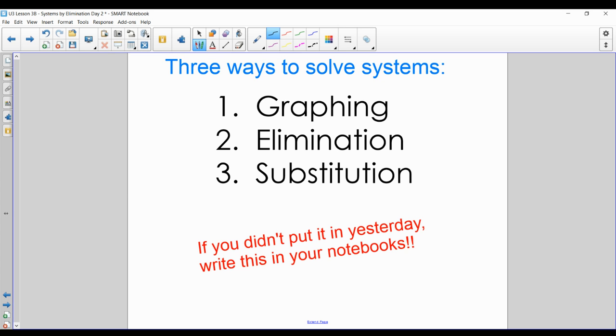All right, we know how to do elimination, and what we're going to do today is work on some of the elimination problems where we have to get them set up correctly. So if you didn't put this in your notes yesterday, let's make sure we've got it in there today. The 3 ways to solve systems of equations are graphing, elimination, and substitution. We're going to be working on elimination again today.